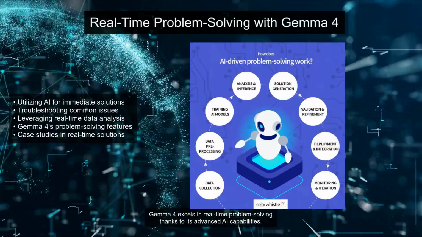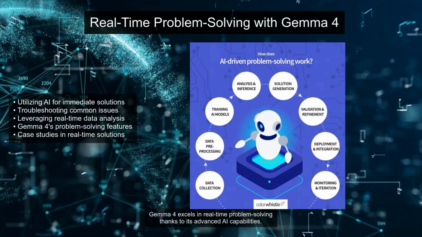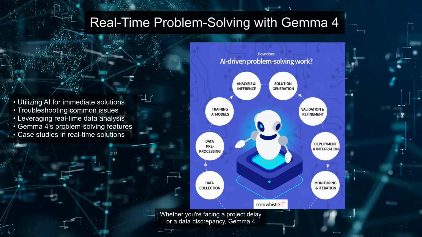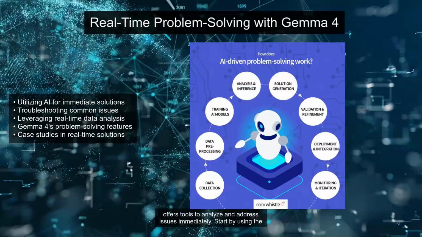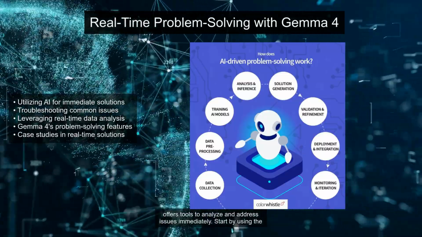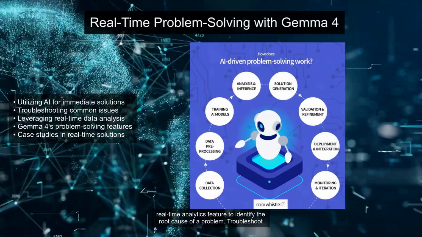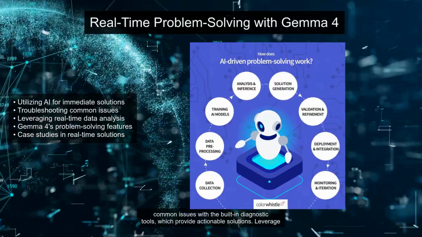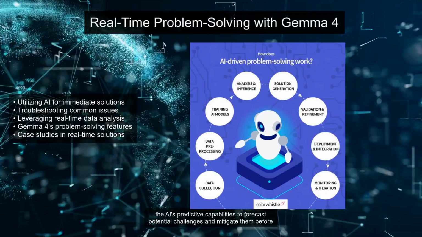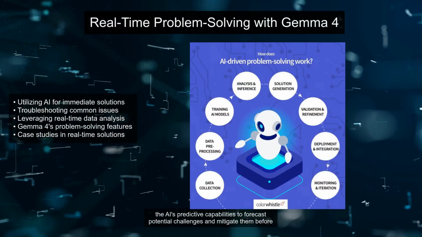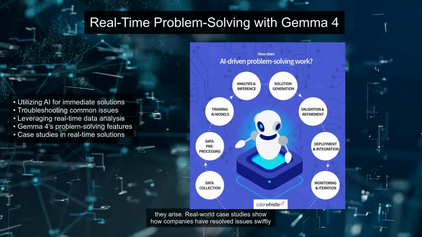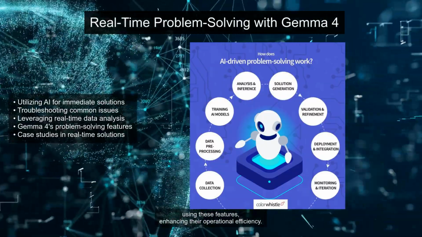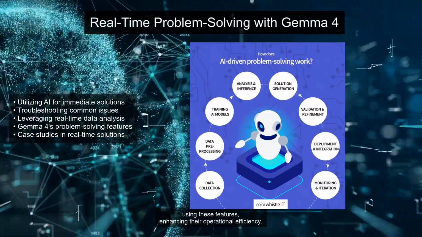Gemma 4 excels in real-time problem-solving thanks to its advanced AI capabilities. Whether you're facing a project delay or a data discrepancy, Gemma 4 offers tools to analyze and address issues immediately. Start by using the real-time analytics feature to identify the root cause of a problem. Troubleshoot common issues with the built-in diagnostic tools, which provide actionable solutions. Leverage the AI's predictive capabilities to forecast potential challenges and mitigate them before they arise. Real-world case studies show how companies have resolved issues swiftly using these features, enhancing their operational efficiency.